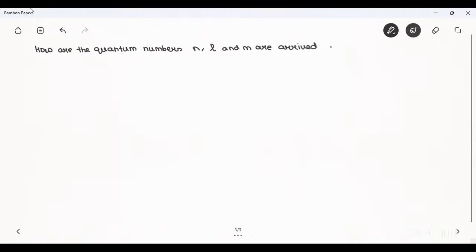Arrived at. Okay, so what is the significance of these quantum numbers?